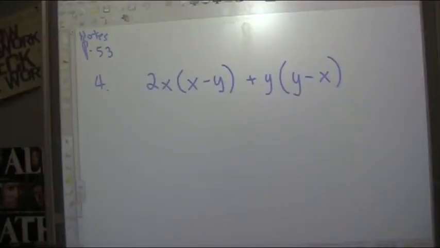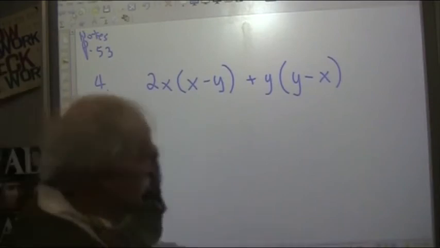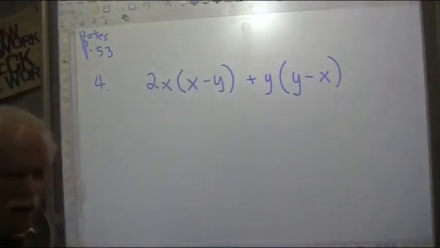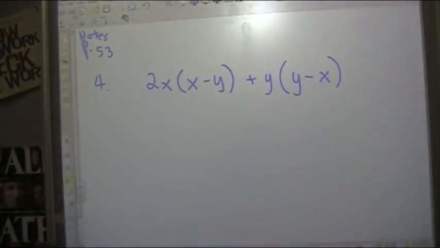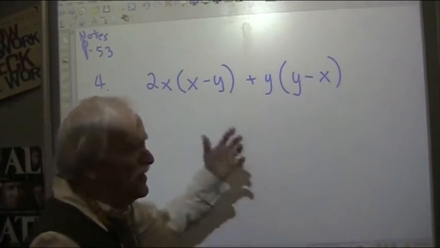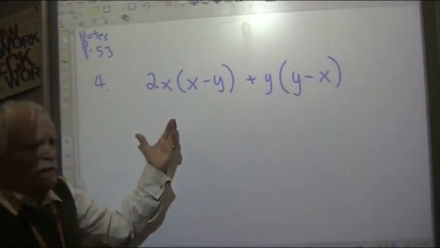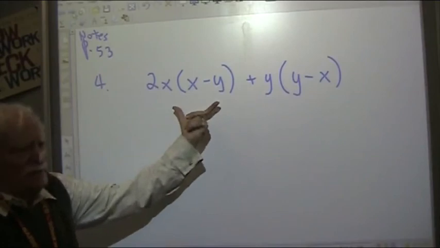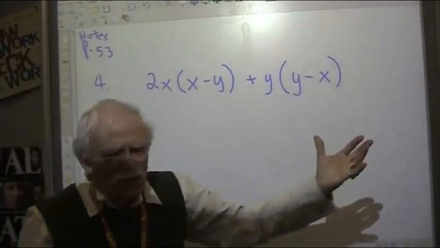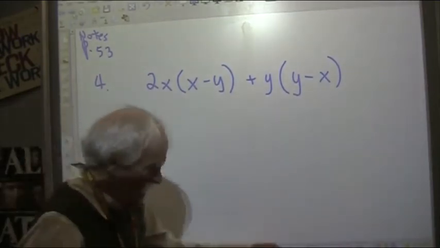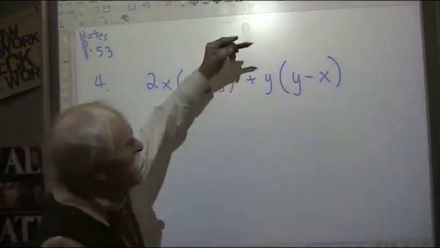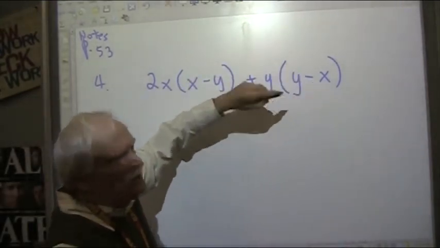Oh, so you ladies did beautifully. All right. So ladies, here we have this problem to factor. And we see a grouping x minus y and a grouping y minus x. So is there any relation between those? They're opposites. So what can I replace y minus x by?